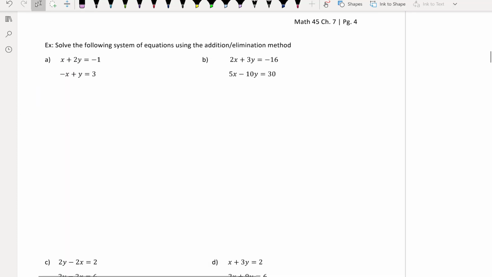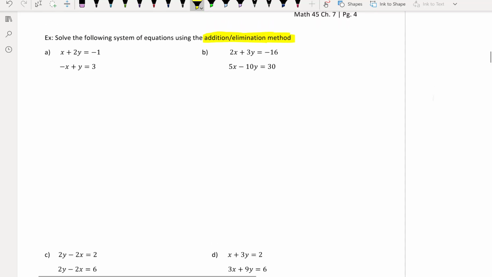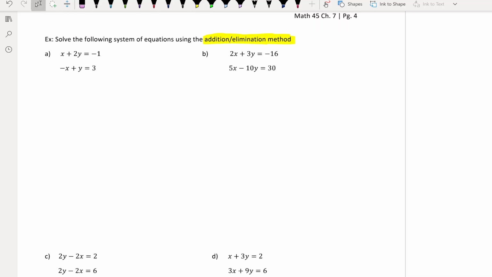Okay. Now for the next section, it wants you to solve the system by either using the addition or the elimination method. And really, those names are just interchangeable. Some people like to say addition, but then technically you can subtract. So some people just say elimination to say that you can either add or subtract both equations. Personally, for myself, I think it's easier to add than to subtract. So I would just add them together. So let's just call this the addition method. But if you said elimination method, that's perfectly fine.